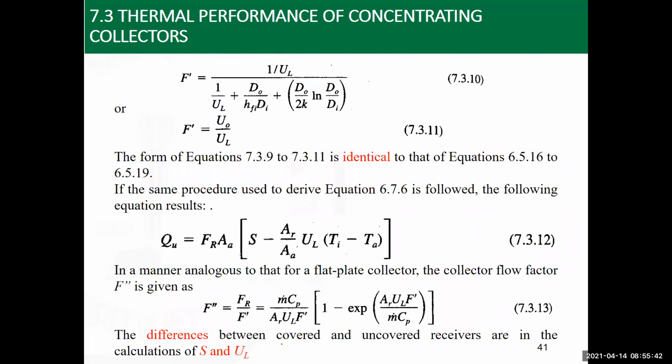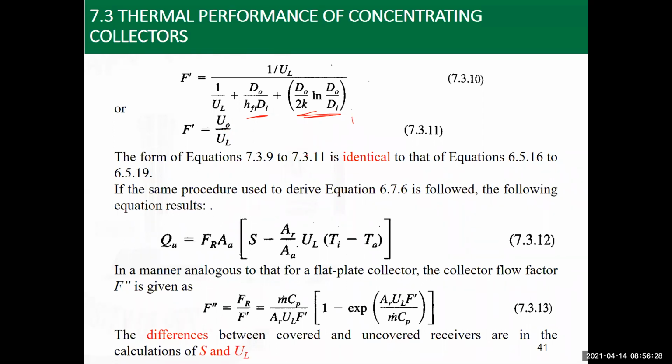F dash is given here as an expression of 1 over UL over 1 over UL. UL is the loss coefficient from the surface of the absorber to the outside, the surroundings, and the other two parameters are taking care of the losses between the fluid and the outer surface of the receiver. So this is basically the convection resistance here, and this is the conduction resistance across the walls. So the whole term here is taking care of the overall loss coefficient. And you can see it's given as U naught over UL. U naught is the overall heat transfer coefficient.